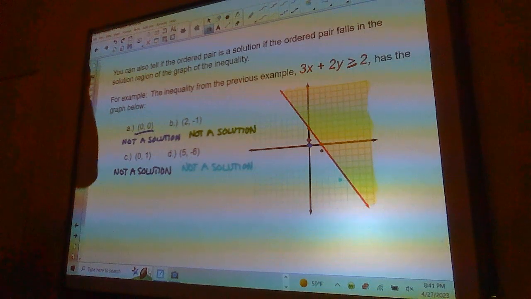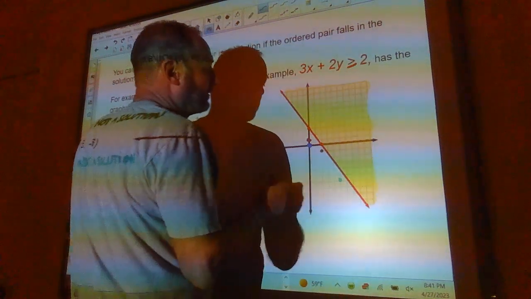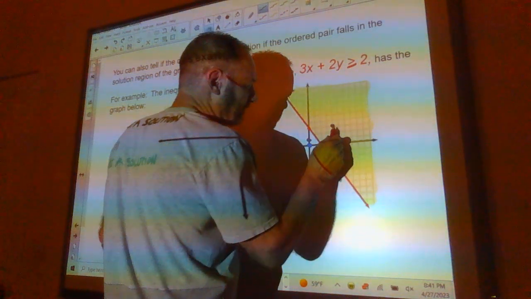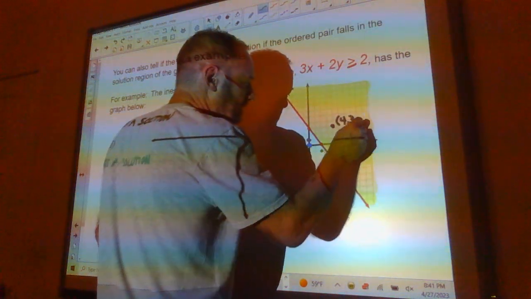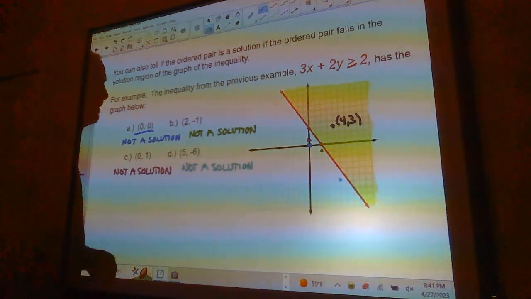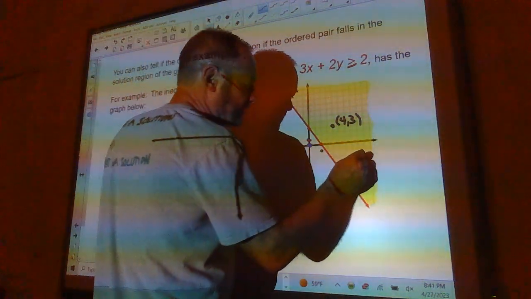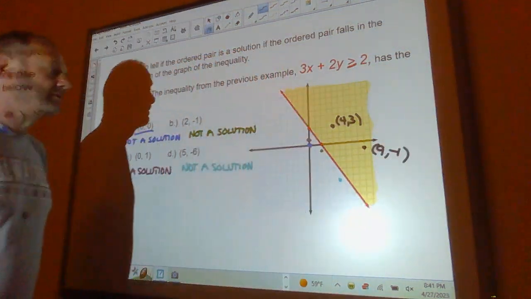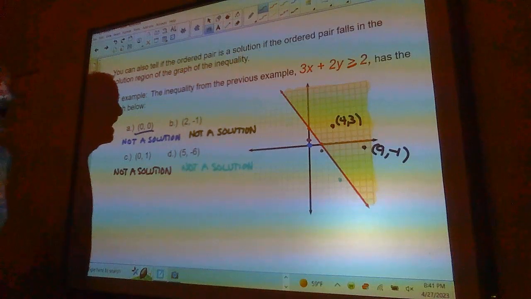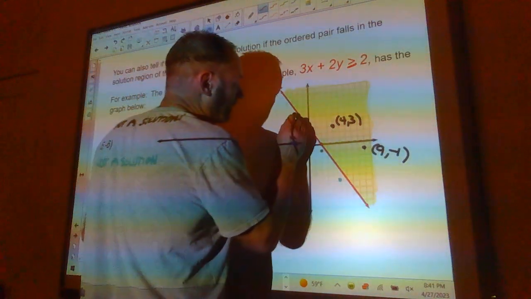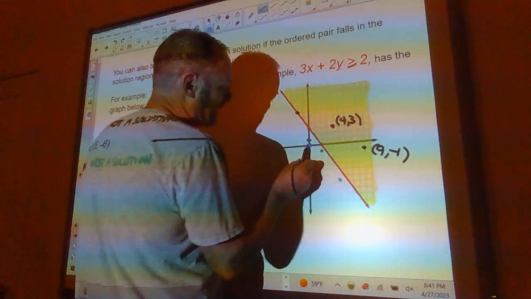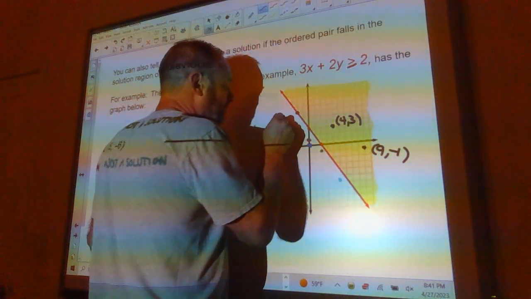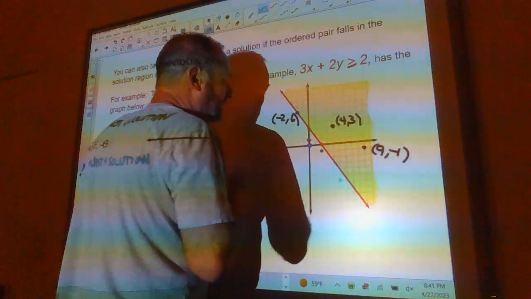What would be a solution? How about this point right here? 1, 2, 3, 4, this one would be a solution. This point (9, -1) would be a solution. Anything in the shaded region, anything on the line, in fact, because it's greater than or equal to. So I could go right here and say, what is that? -2, and up 1, 2, 3, 4, 5, 6. (-2, 6) is a solution.